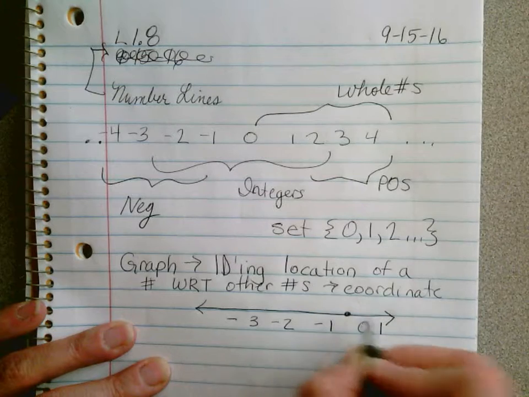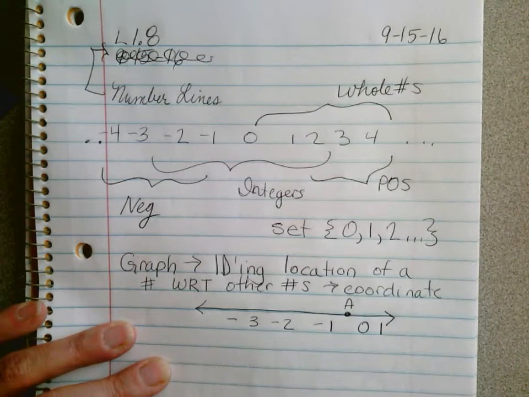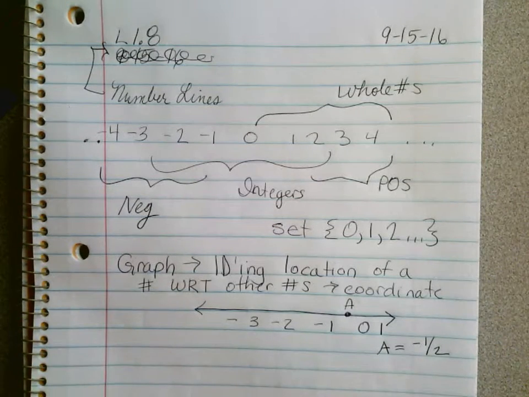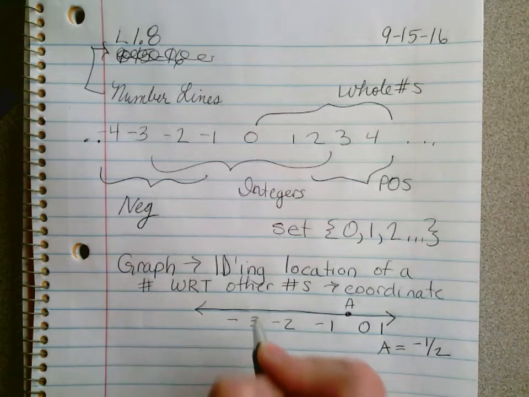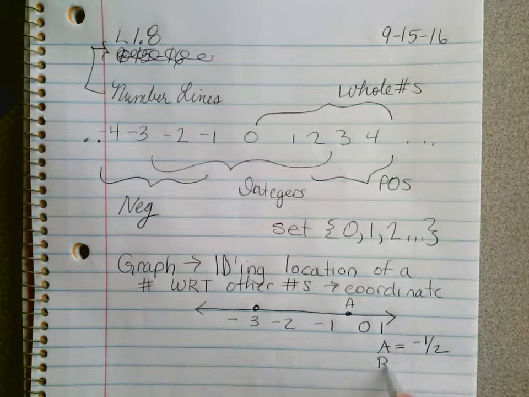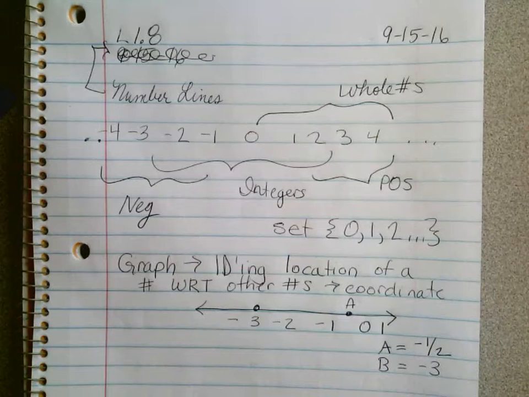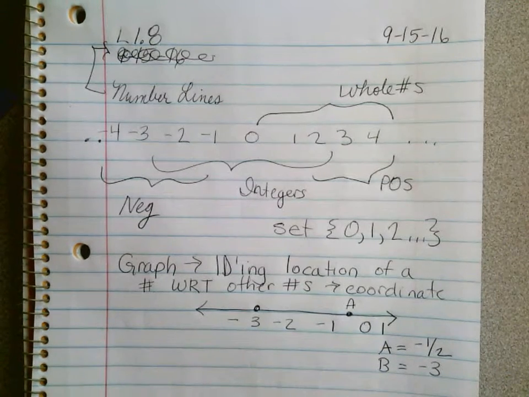So for example, if I called that A, you would probably tell me A equals -1/2. Best guess, right? And B, you would just say -3. The more specific you can be, the better, but don't get too squirrely about it unless it's obvious.